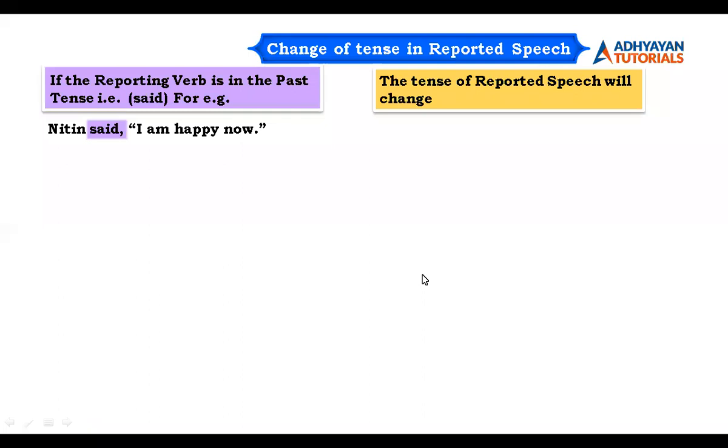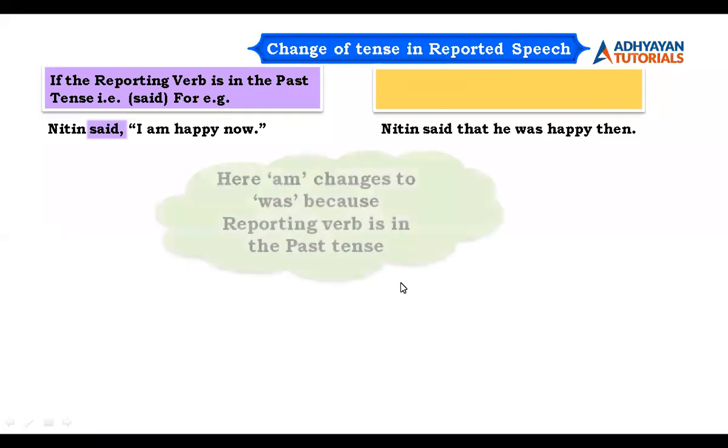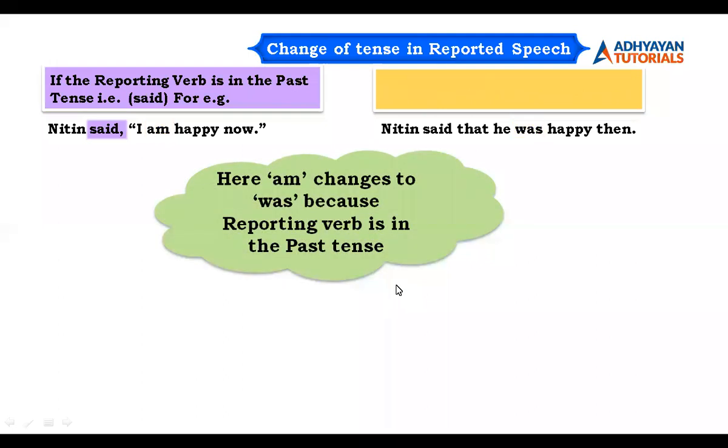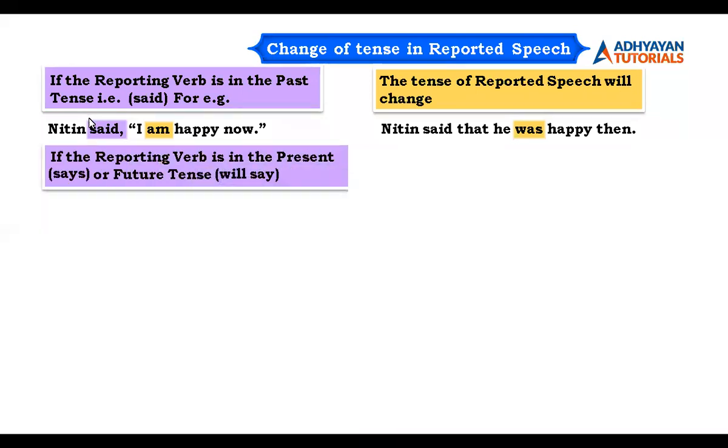Okay. So if you see, this is the answer. Nitin said that he was happy then. So the tense of the reported speech will change. अंदर का verb will change if the tense of the verb outside is in the past. Okay. Now let us see if the reporting verb is in the present or the future tense. Then we will not change the tense of the verb inside.